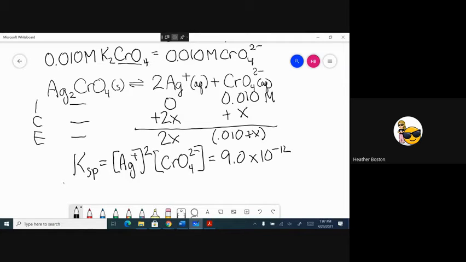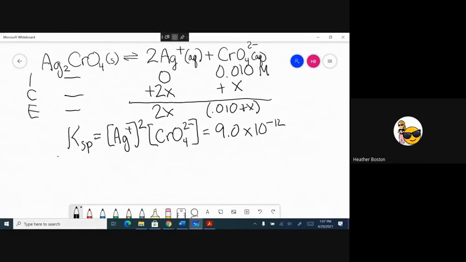So I'm going to replace silver with 2x, and chromate is 0.010 plus x. But we're going to do the same thing that we did when it came to weak acids and bases. We're going to say the contribution to 0.010 from this x is going to be very, very small, because this is 10 to the minus 12.